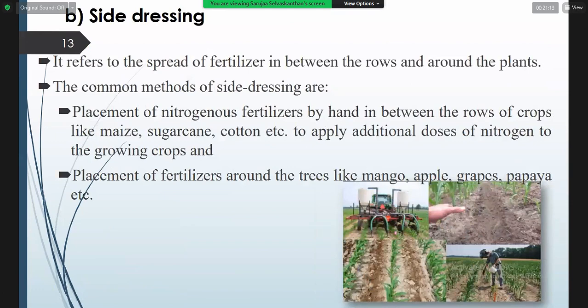Then side dressing. It refers to spreading the fertilizer in between the rows, around the plant. Side dressing means applying around the plant, between the rows. You can look at this picture. This is a plant, and here is one row. In this plant, we can give the nutrition on this side and this side also. So around the plant, we can apply the fertilizer.